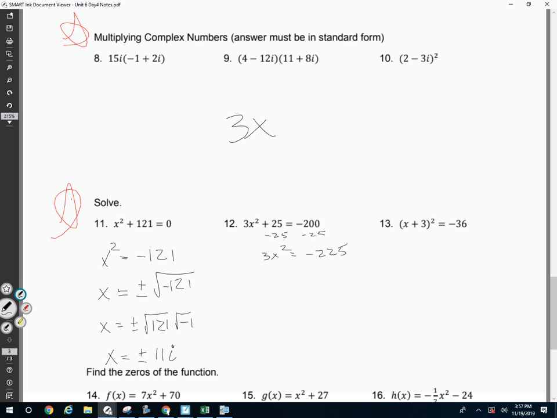Let me ask you this. If you had an equation 3x equals 12, what would you do? How could you get x by itself? Yeah. So 3x squared equals negative 225. What should I do? Divide by 3. Okay, everybody in your calculators, what's negative 225 divided by 3? I hope it's even. Whew! Thank you. Negative 75.